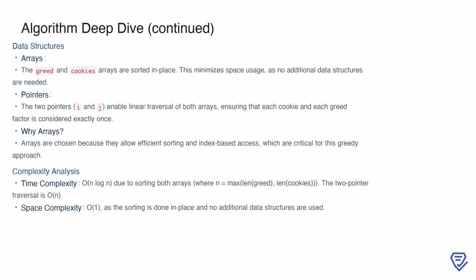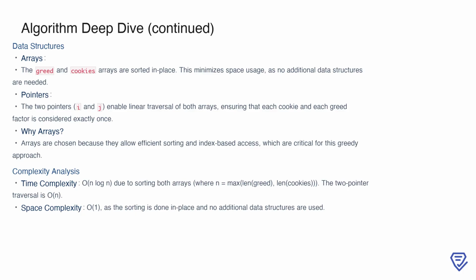Arrays are particularly well suited to this problem because they allow efficient sorting and direct access via indices, which are essential for implementing the greedy strategy. In terms of complexity, the sorting step dominates with a time complexity of O(n log n), where n is the length of the larger array. The subsequent traversal with the 2 pointers is O(n), making the overall time complexity O(n log n).